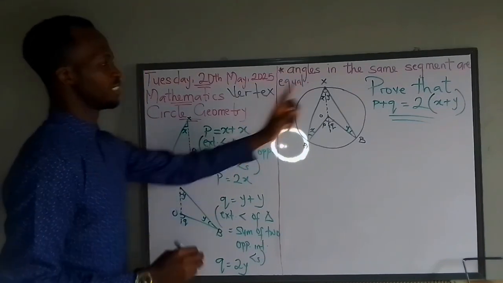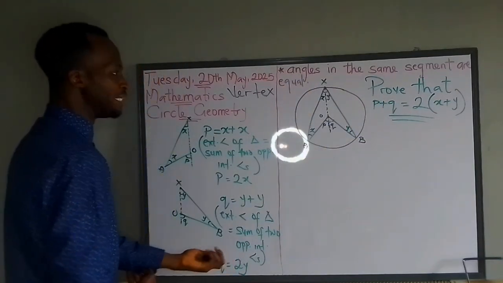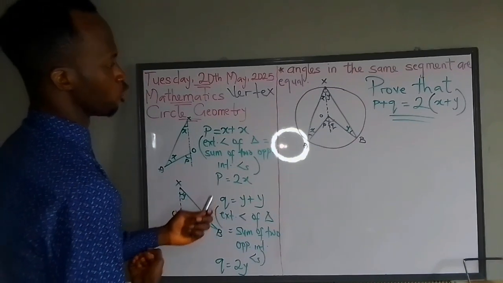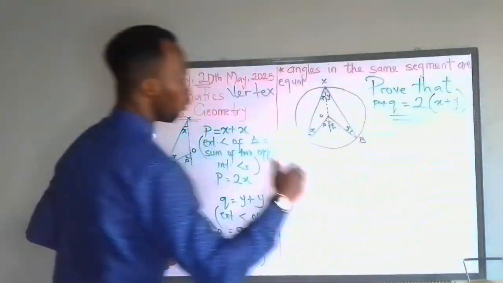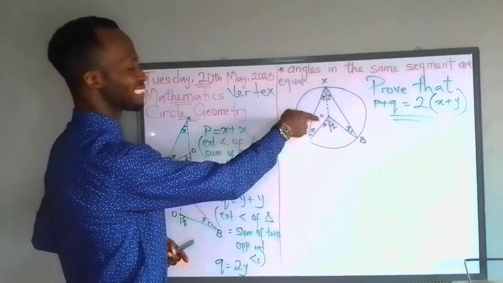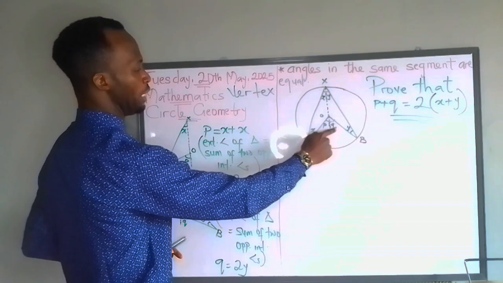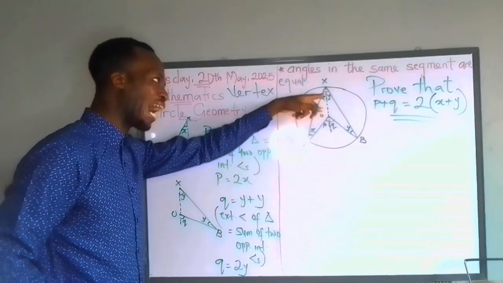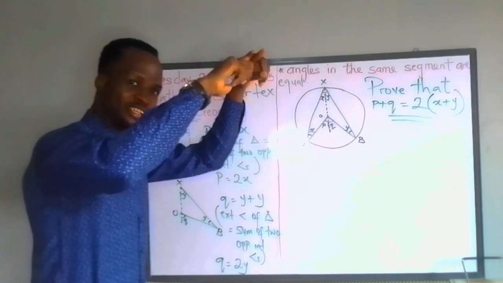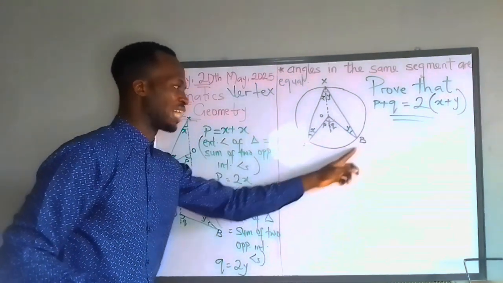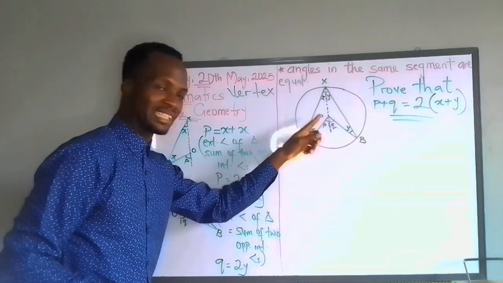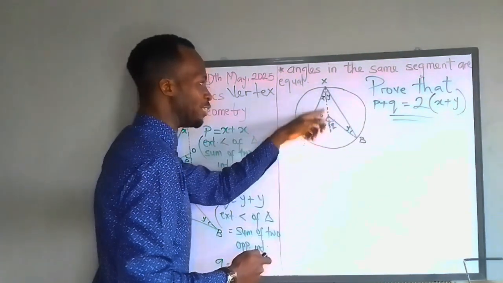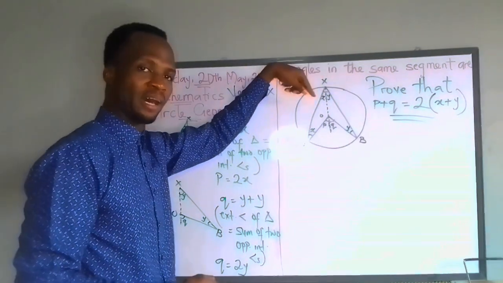So, what do we need? This is what we want to prove: that P plus Q is equal to 2 into X plus Y. Now, why or how? We are saying that the angle at the center of a circle, which is P plus Q, is equal to twice the angle at the circumference, the remaining part of the circumference. That's because this arc here has subtended this angle at the center. So the angle at the center is twice the angle at the remaining part of the circumference.